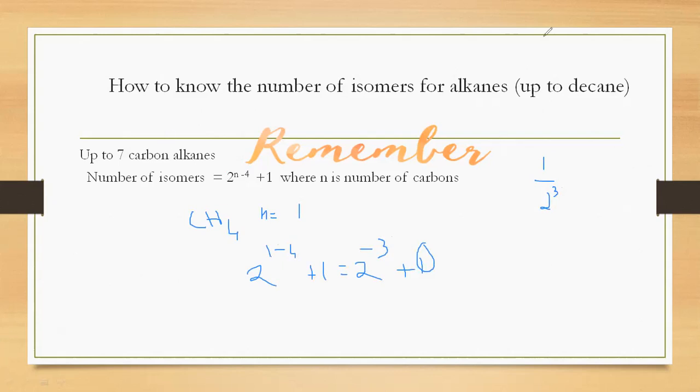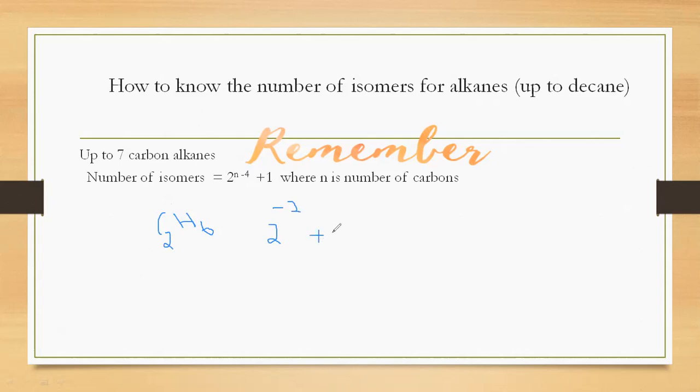Now, take the next example. Ethane, C2H6. What happens here? In this, n is 2. So 2 to the power minus 2 will be there because 2 minus 4 is minus 2, plus 1. Again, only one isomer. Yes or no? Just here, C, C. I cannot have any other isomer for this. You change this carbon here, then also it's ethane only. So no changes will be there. Means only one isomer.